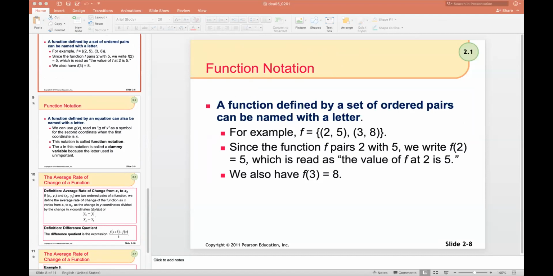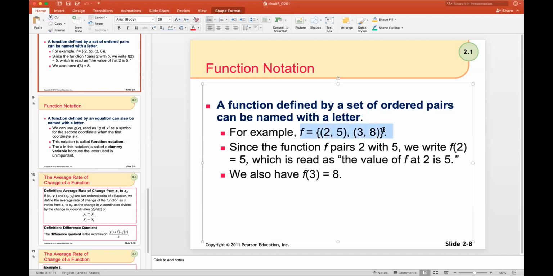So what's the function notation? We use a letter, normally f, g, or h, as the name of the function. For example, say f is equal to a set of pairs. By the way, what is a function?